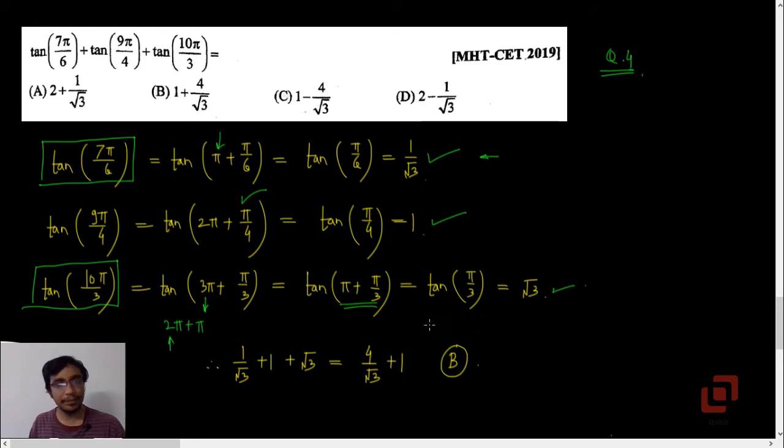Just add them, 1 by root 3, 1 and root 3. Okay, what will you get? Observe that all options have either 1 or 2. Okay, so it makes sense to take the LCM, or the denominator of that and the denominator of this. So how much is it going to be? 1 upon root 3 plus root 3, 1 plus 3 upon root 3. Yes, so 4 upon root 3 plus 1. Yes, that is option B. Right, a question purely based on allied angles.